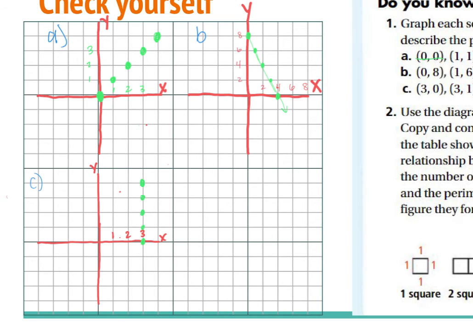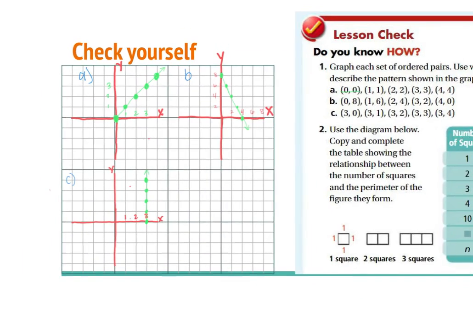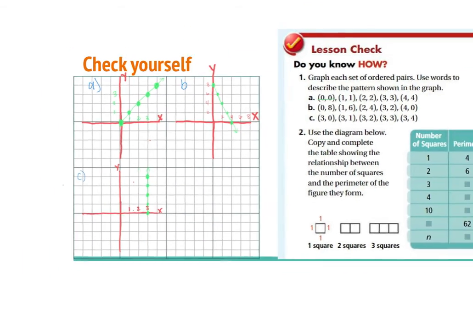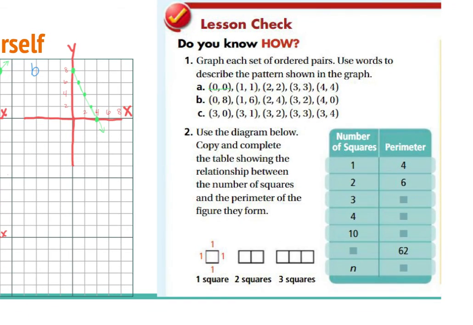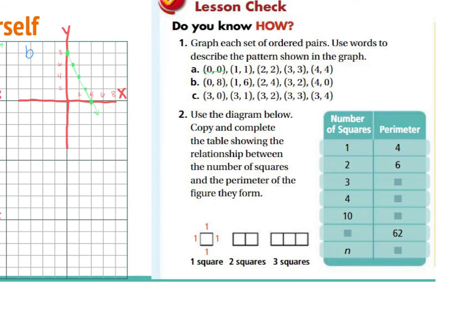So this appears like it's going to be a vertical line, which means it's a nonlinear function. Okay. Number 2, use the graph below. So copy and complete the table showing the relationship between the number of squares and the perimeter of the figure they form.